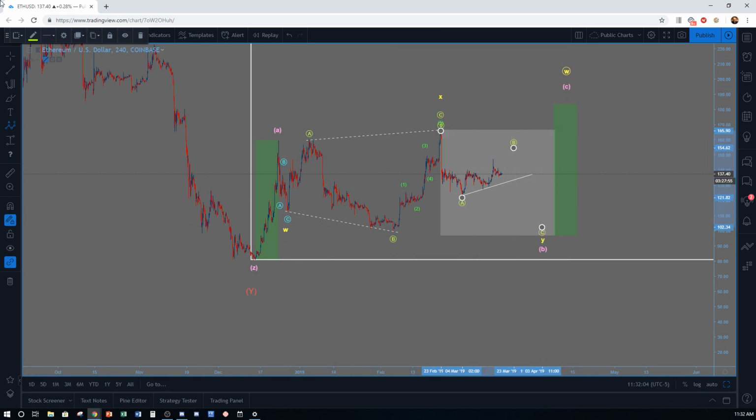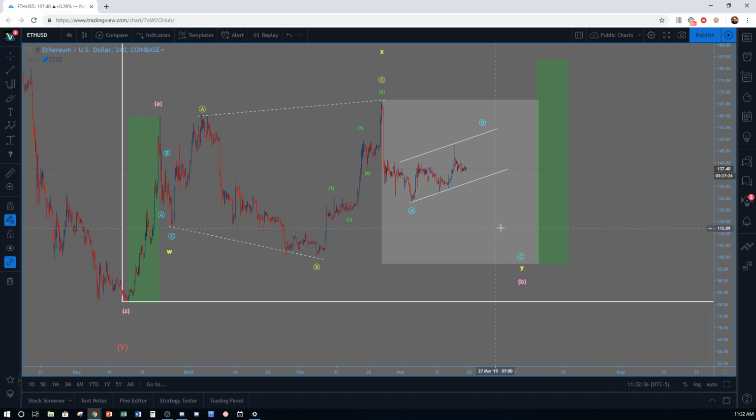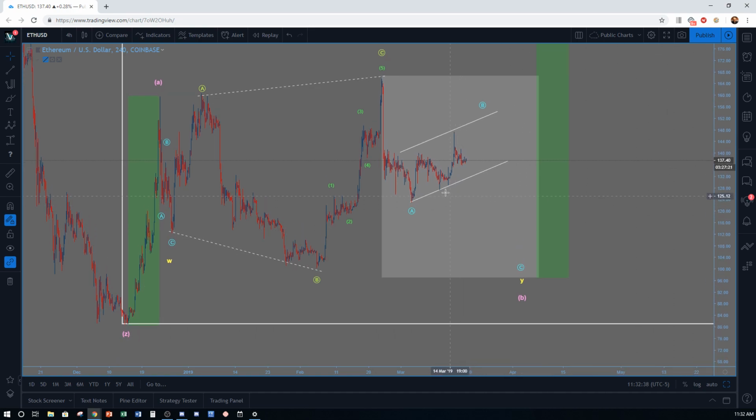Is our B wave up complete yet? I honestly don't know that it is, but it is quite hard to get a subwave count on this section. I thought this was a pretty clear A, B, C, but we're lingering so long that the next move remains a little unclear. Looking for the loss of this line here. It actually channels perfectly too. Not necessarily perfectly, but it channels very well.